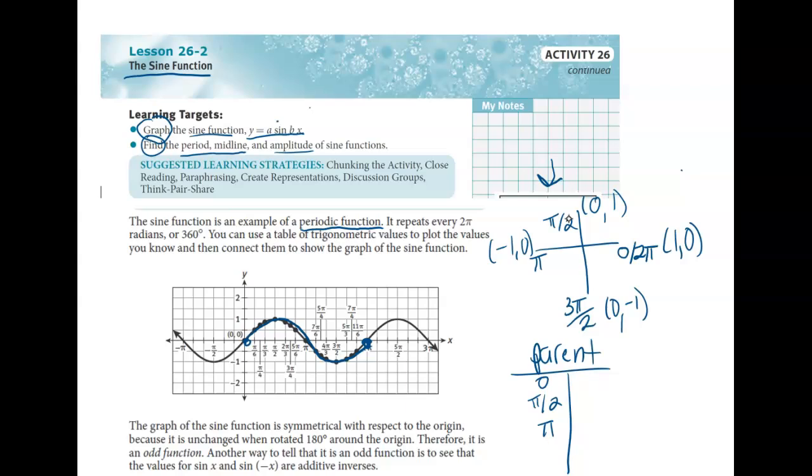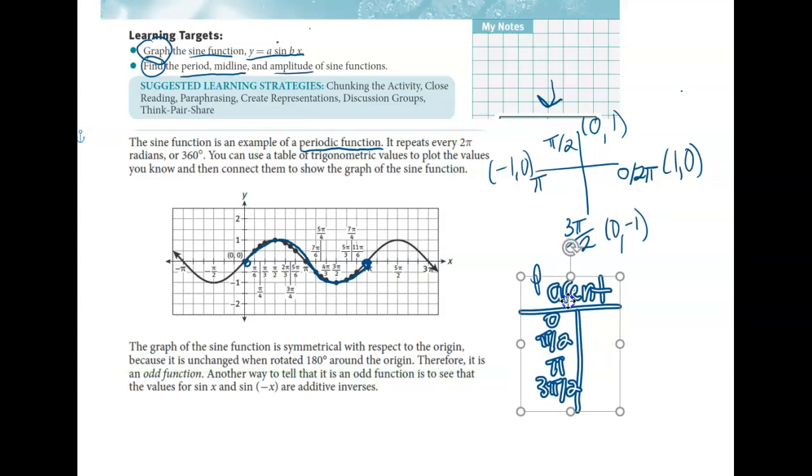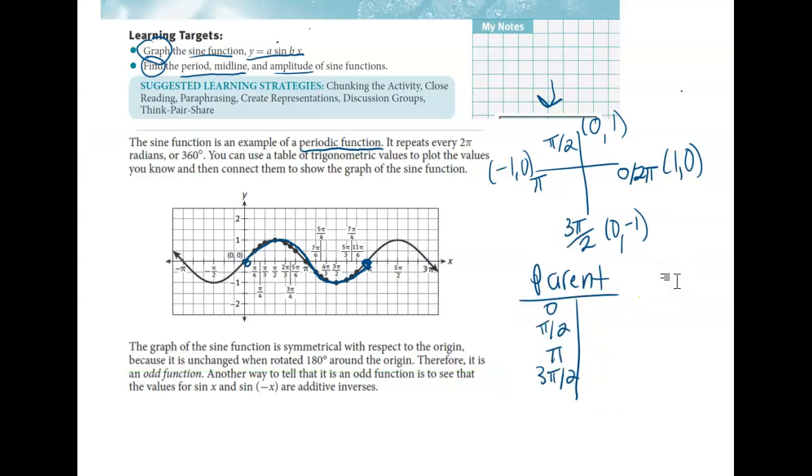So we've got our quadrantal angles, and then the y values. So at 0, the sine is 0. At pi over 2, the sine is 1. At pi, sine's back to 0. At 3 pi over 2, sine is negative 1. And at 2 pi, sine goes back to 0.